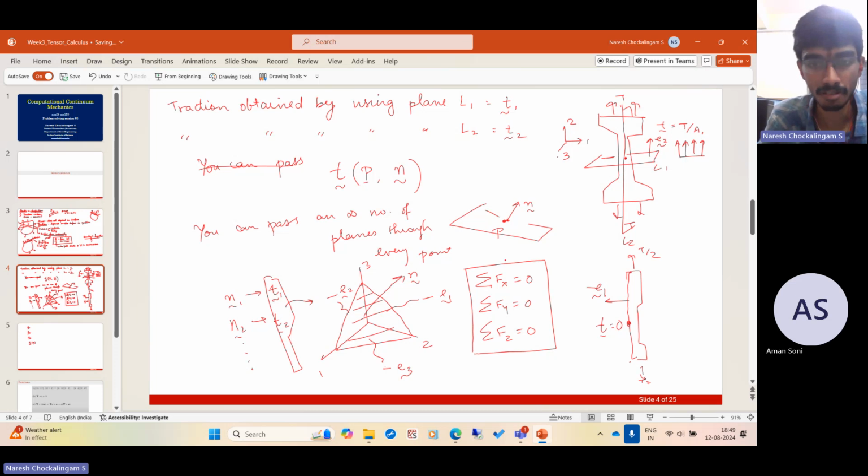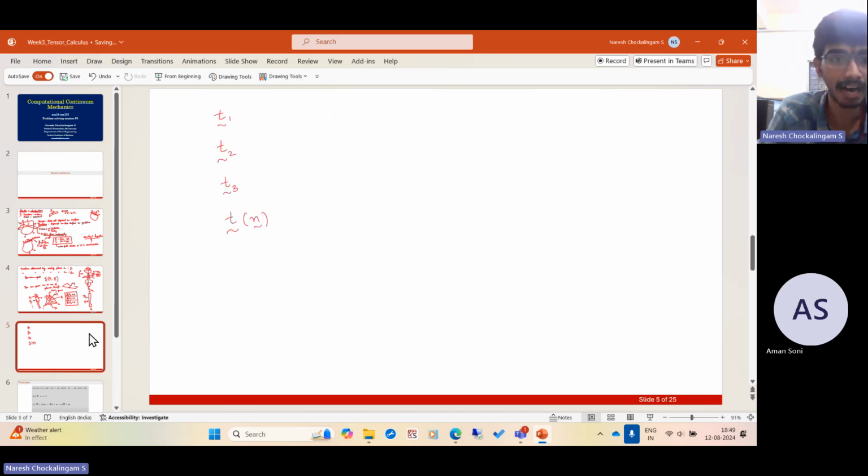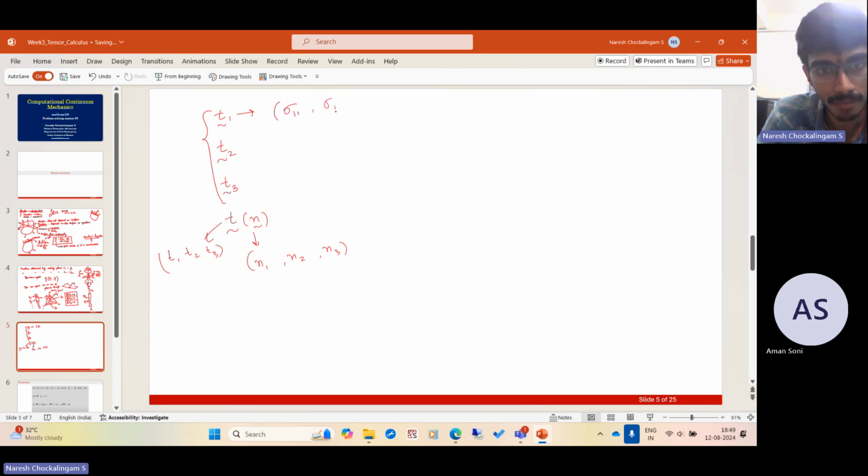So it is only using these 3 equations that it was proven that the traction on an arbitrary plane n with the normal components n1, n2, n3 cannot be independent of these 3. So this traction, which has 3 components, say T1, T2, T3, has to be related to the components of this. So this will have components sigma 11, sigma 12, sigma 13. This will have components sigma 21, sigma 22, sigma 23. And this will have components sigma 31, sigma 32, sigma 33.